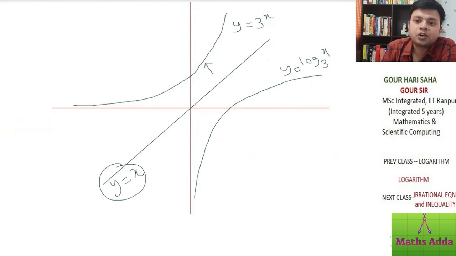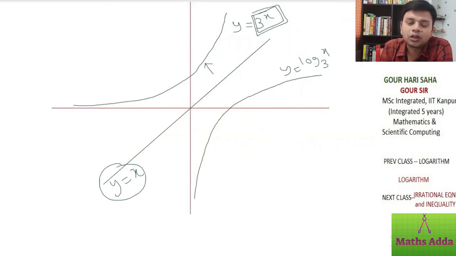This is a property of inverse functions. You have not done inverse functions. 3 to the power x and log of x base 3 are inverse functions of each other. We will do this in the chapter relation and function. So we learned how to plot the graph of logarithmic as well as exponential.